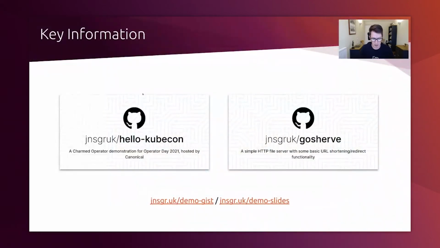There are two key repositories that we're going to use today. The main one that you probably want to check out for the remainder of this demo is jnsgr.uk/hello kubecon. And that's the source code for the operator that we're going to write. And if you look at the different branches that are available on that repository, you will see a different branch per stage of the demo.